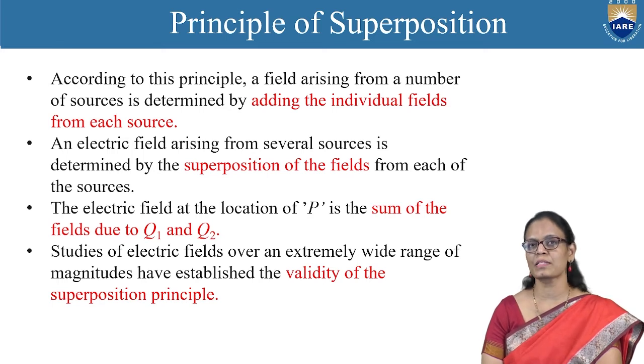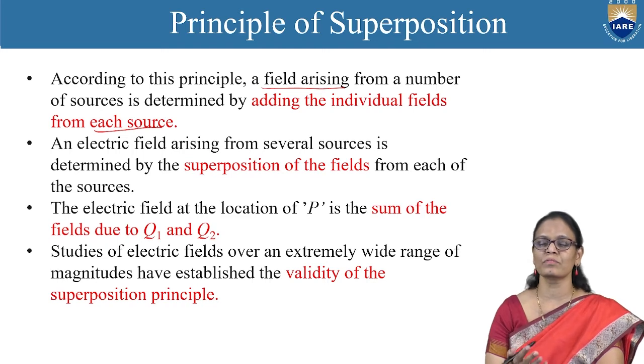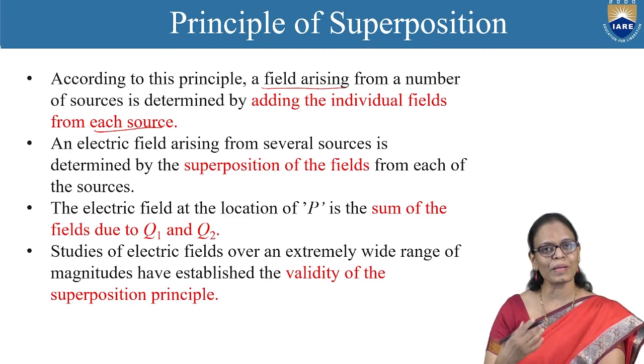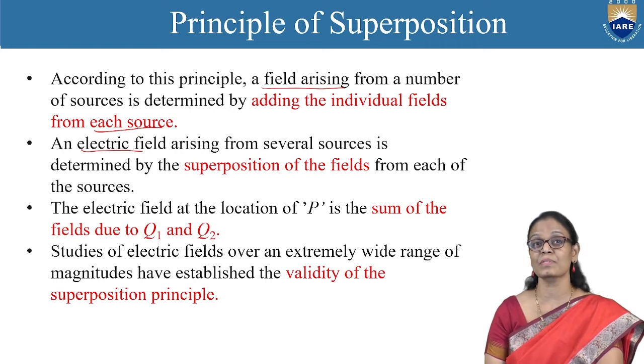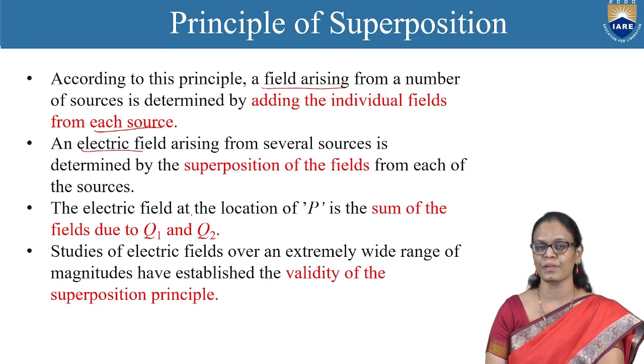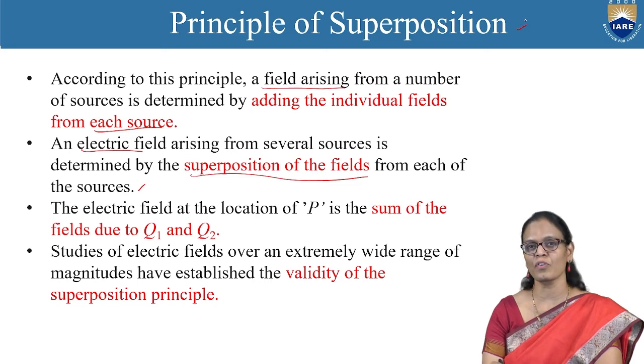Now, according to the principle, a field that is arising from a number of sources is determined by adding the individual fields from each source. So when you have not just two sources, you may have many sources which are sending out waves, and all of them arrive at a point simultaneously. Then the resultant will be the vector sum of all these fields. So an electric field arising from several sources is also determined by superposition of the fields from each of these sources. So this principle of superposition has got a lot of applications.